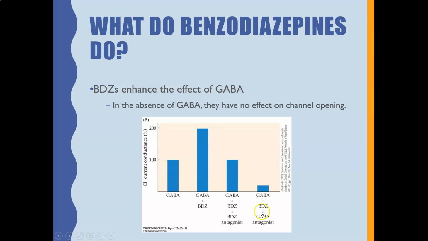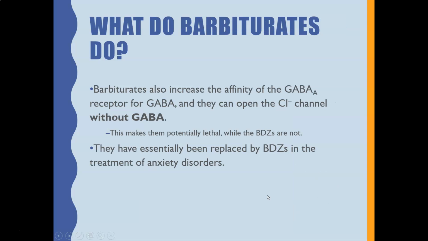When we include GABA, a benzodiazepine, and a GABA antagonist to counteract GABA, the benzodiazepines do nothing. So GABA is really, really critical here. Benzodiazepines need GABA to be able to create that hyperpolarization in cells and thus reduce their excitability. When there is no GABA, they really do nothing.